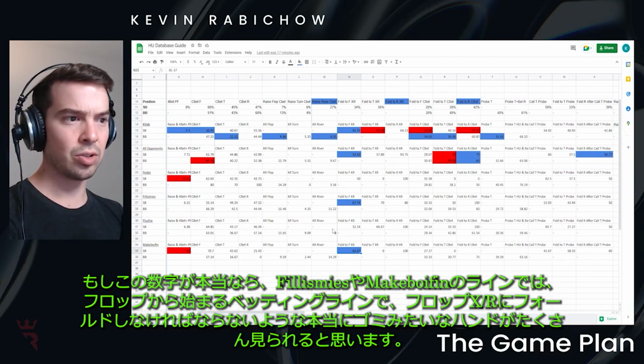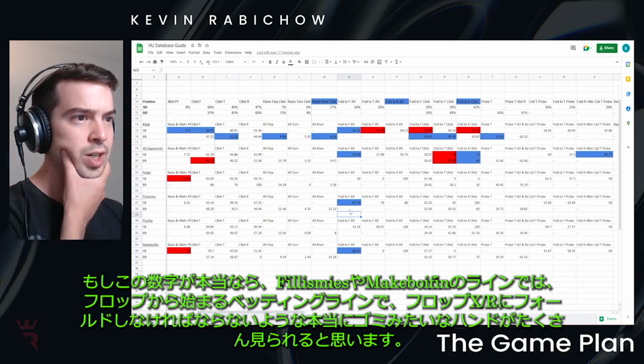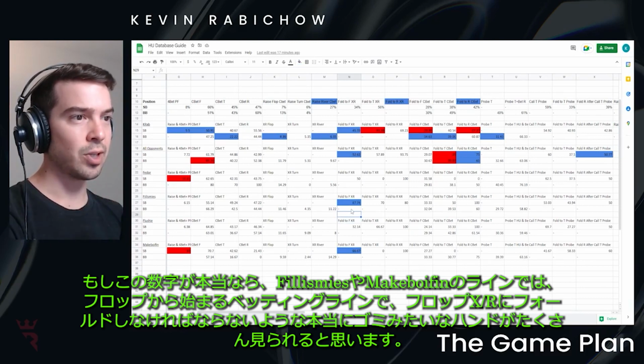So I'm actually going to go back and look, because what I'm expecting to see, in either Philizmies' or Make Boyfriend's lines, if these numbers are true, is somewhere down the betting line that started from the flop, a lot of really trashy hands that would have had to fold to the flop check raise.